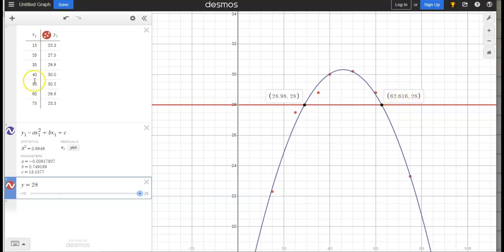So you just have to figure out, based on the question, which one am I being given and which one am I being asked to find? Am I getting an X and asked for a Y, or getting a Y and asking for an X? And then you just plug in whichever one you're given and then go look for the point where that intersects our quadratic model.